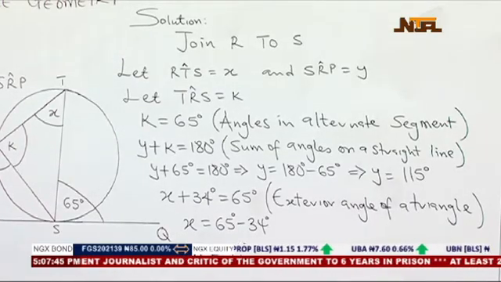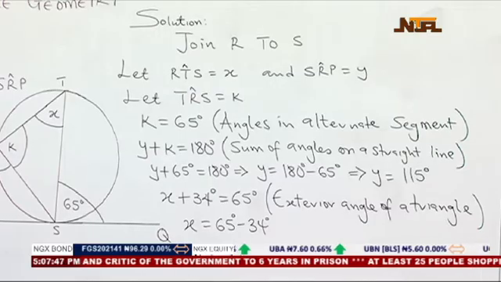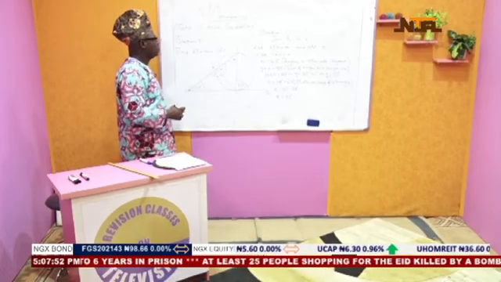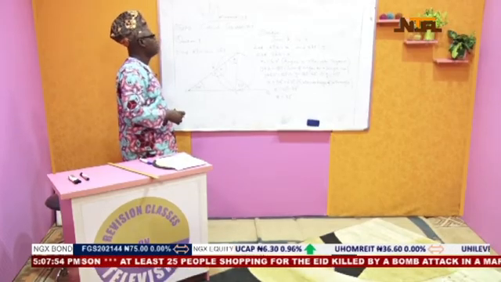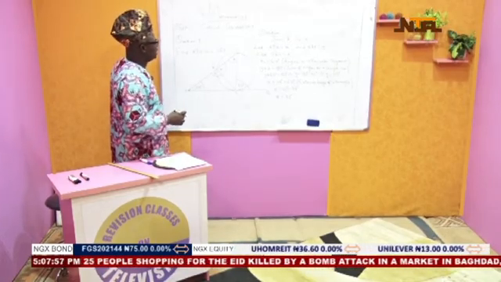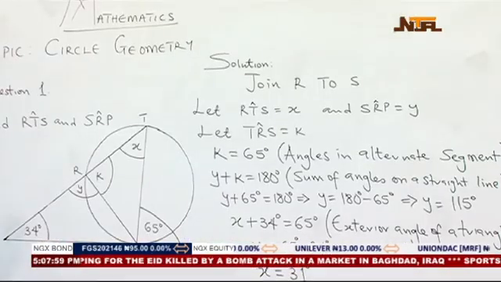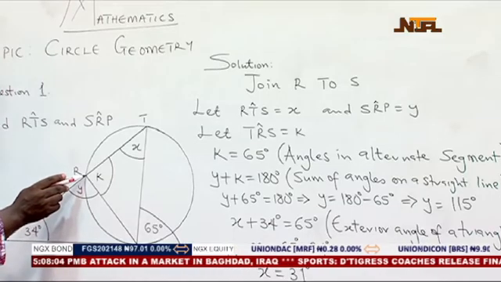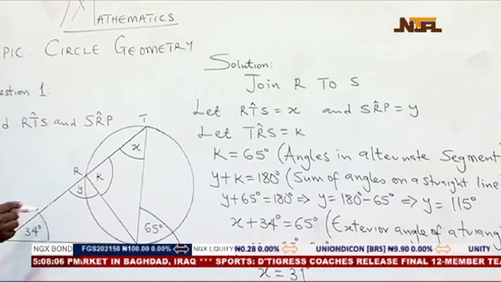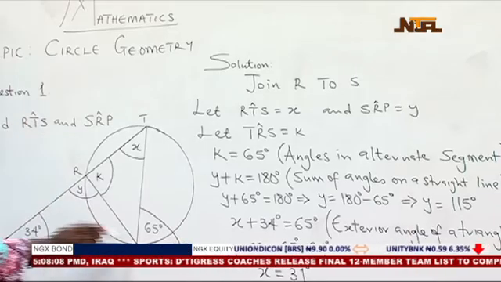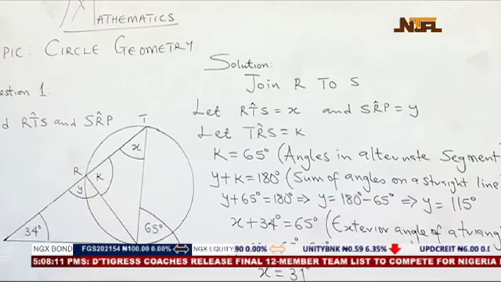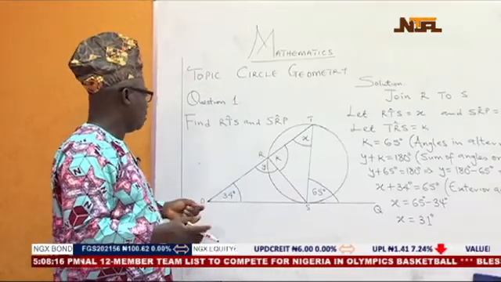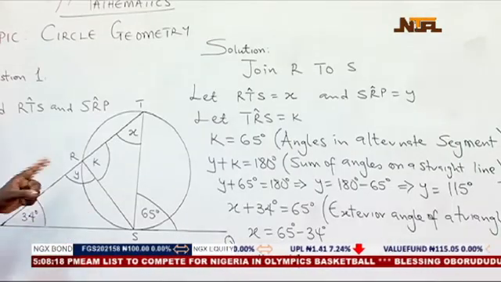We've been able to find the value of x that represents angle RTS, and we have also been able to find the value of y that stands for angle SRP. Looking at this question, I have to join point R to S so that angle SRP can be pronounced. And after joining the 2 points, it is easier for me to find the angle SRP.